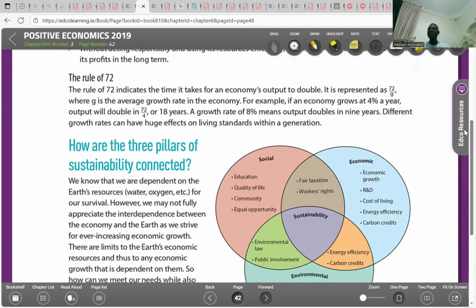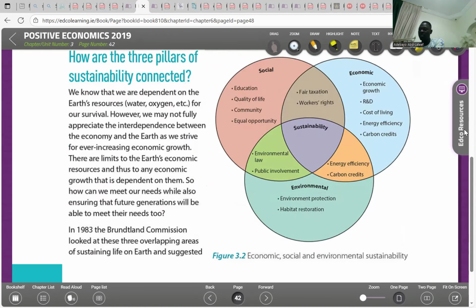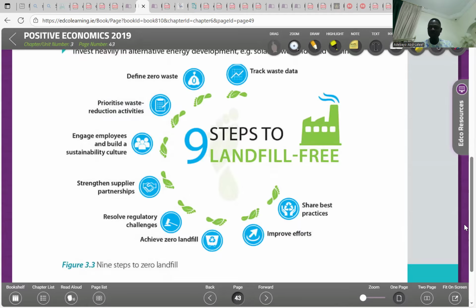how the three pillars of sustainability are connected. When we talk about their connectivity, we are simply talking about their interdependence. We need the three of them to work hand in hand. They are connected because of interdependency. Social needs economic, economic needs environmental. The three of them cannot do without each other. That is what the connection is about. I think it's clear. So go to how to address.